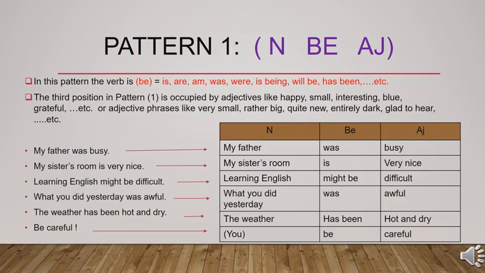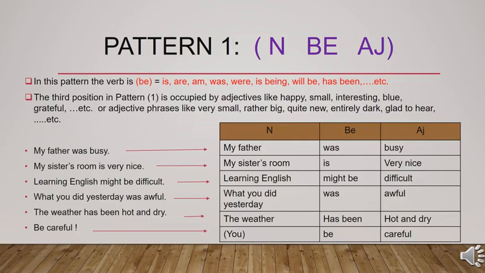In the next sentence, what you did yesterday was awful. Was is one of the forms of the verb be, so it is be. Before this verb we have what you did yesterday. It is a noun clause. It comes in the position of the subject. We can substitute it by saying your action was awful. Your action. So I can substitute it with a noun. So it is a noun clause.